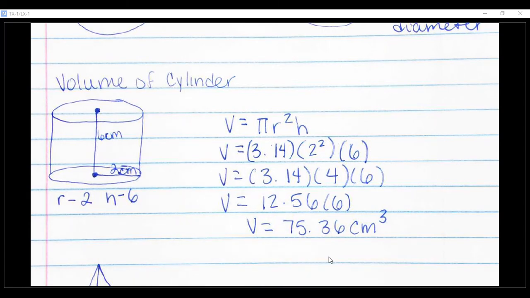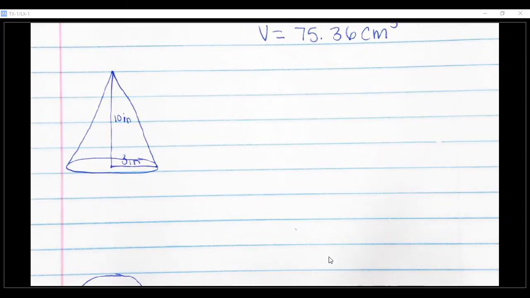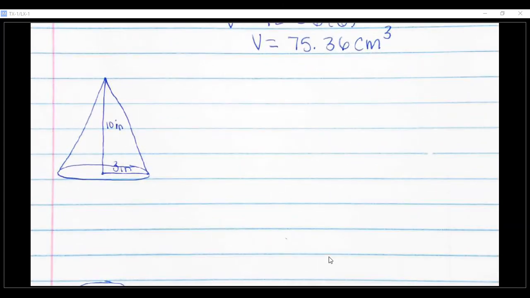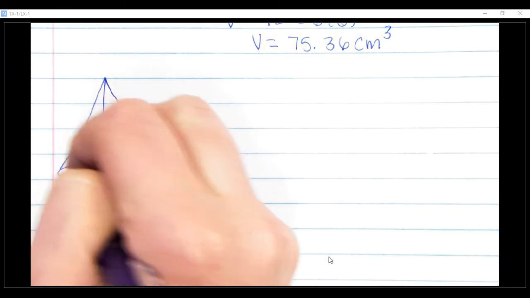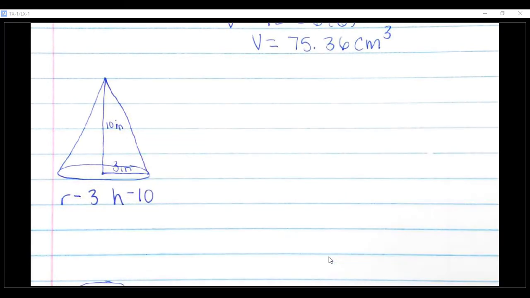Okay, let's move on to the cone. So the cone is very similar to what we have done before. We're actually going to continue with the same steps. The only thing that's going to be different is we're going to plug it into a new equation. So again, my radius is going to be 3 and my height is going to be 10. It's very important to identify that first.